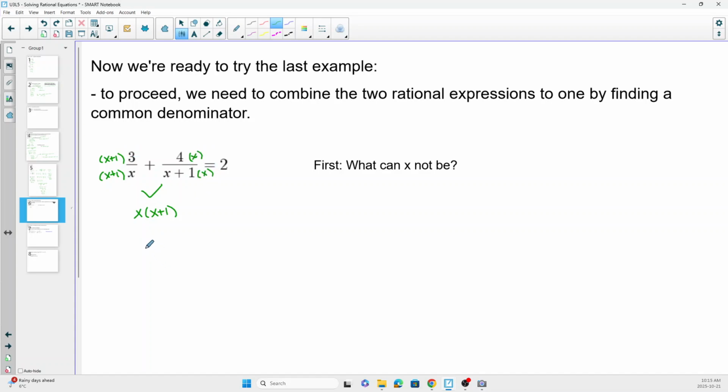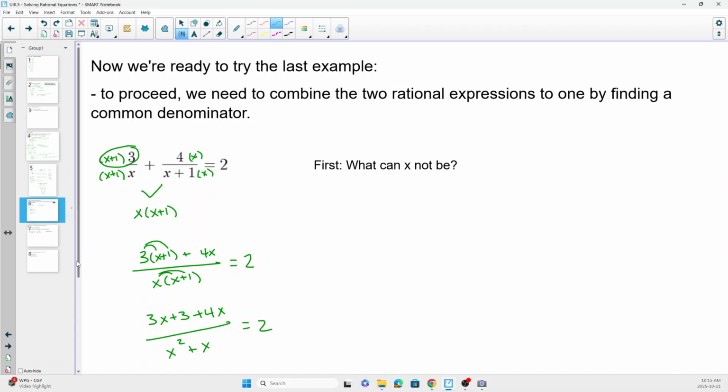And we have to figure out, okay, we've got 3 times x plus 1 over here, and we're adding 4 times x, which is 4x. The reason we did that was to get our common denominator, which is x times x plus 1. And we want to know when this rational function is equal to 2. So we've got to do some expanding, get rid of some of these brackets. So we've got 3x plus 3 plus 4x divided by x squared plus x is all equal to 2.